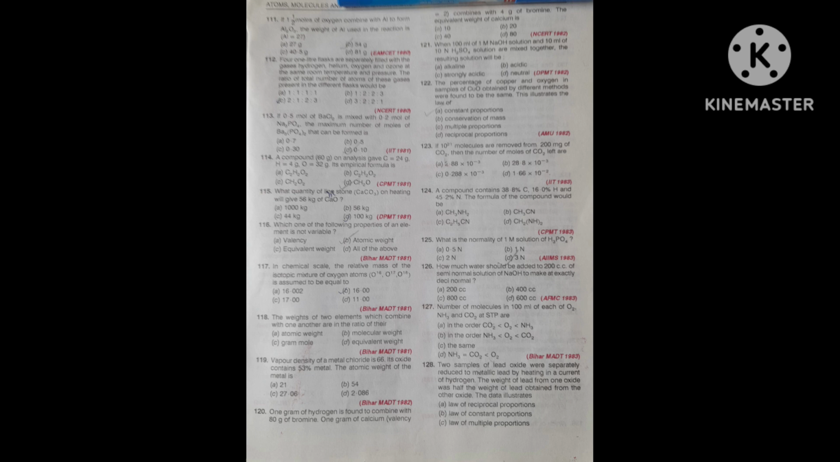If 10 to the power 21 molecules are removed from 200 mg of CO2, then the number of molecules of CO2 left are: option 1, 2.88 into 10 to the power minus 3. Second option is 28.8 into 10 to the power minus 3.